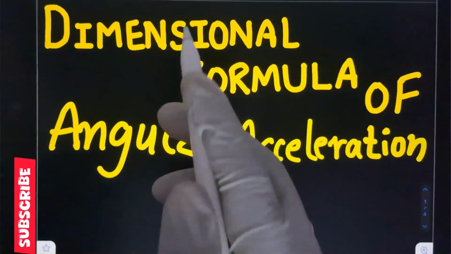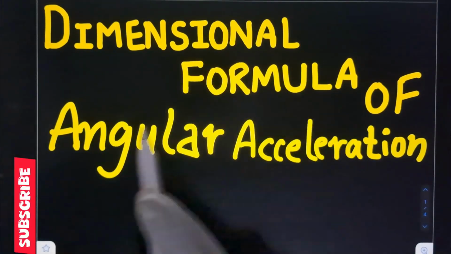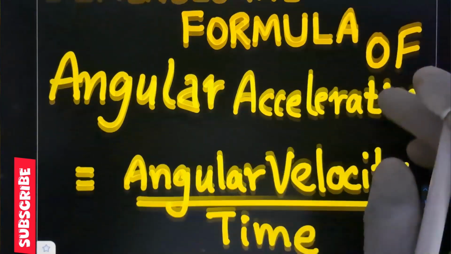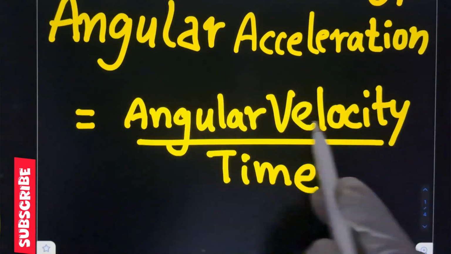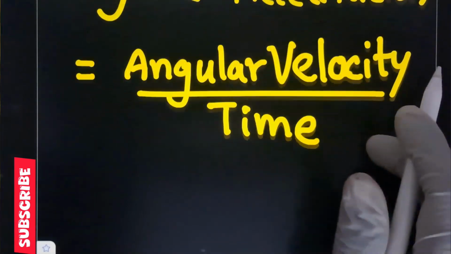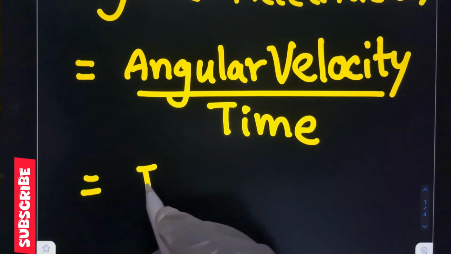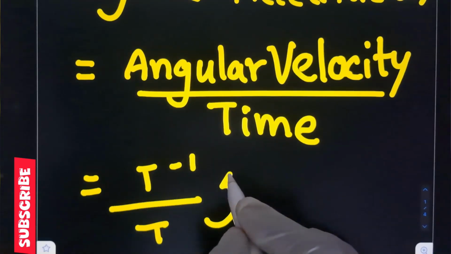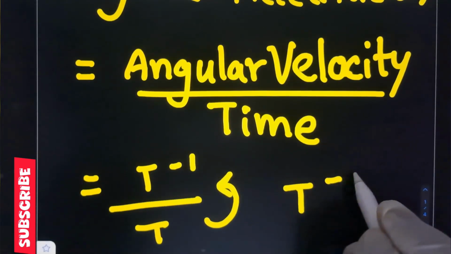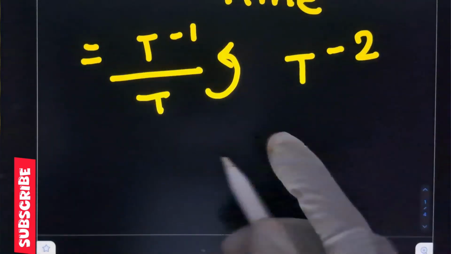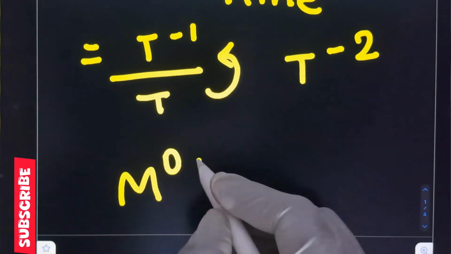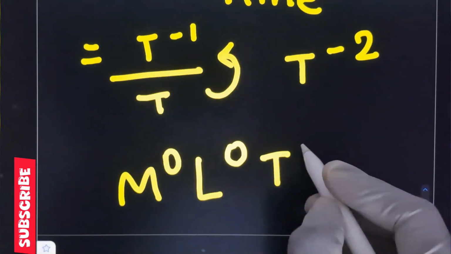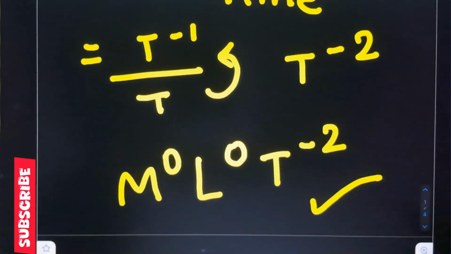To find the dimensional formula of angular acceleration, and it is angular velocity by time taken. The dimensional formula of angular velocity is t inverse, t power minus 1, by time t. When the t is reciprocated, it becomes t power minus 1. So t power minus 1 into t power minus 1 is t power minus 2. So the dimensional formula of angular acceleration is M power 0, L power 0, t power minus 2.